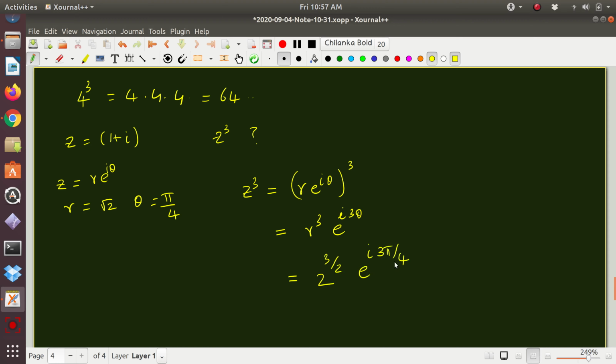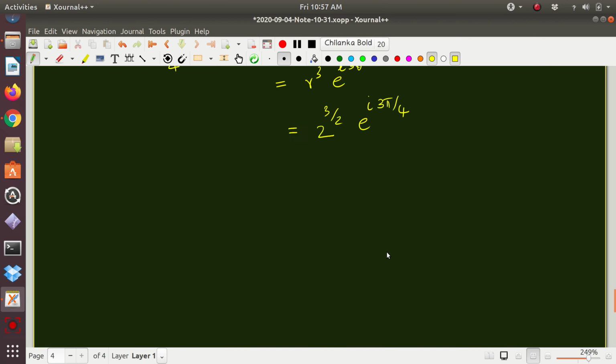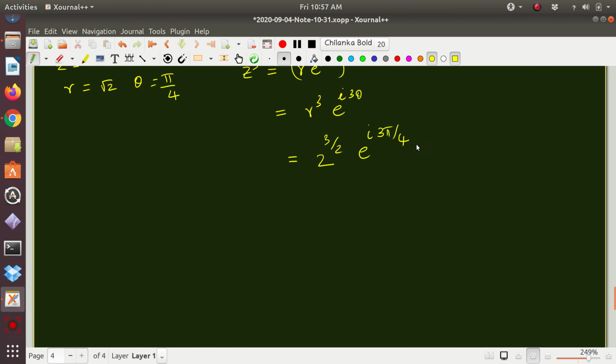It's that simple to find powers of complex numbers. Now if you wish, you can of course write it in the Cartesian form by expanding out e to the i theta, right? It's easy to convert it back and forth. There will be some assignments as we go along that will help you to practice all these things, right?